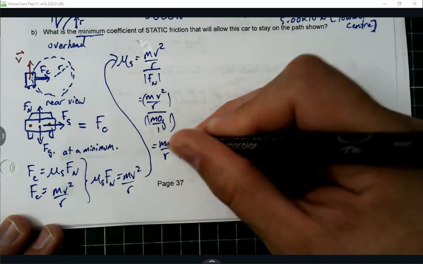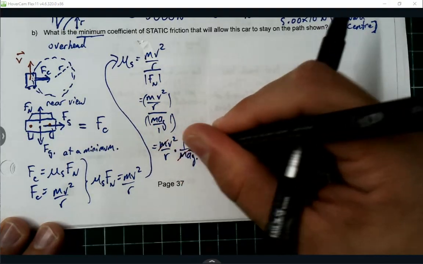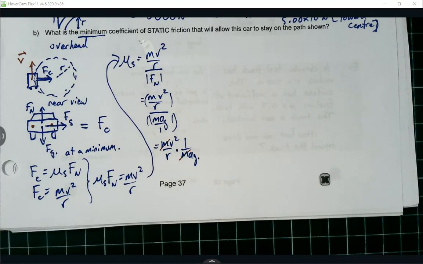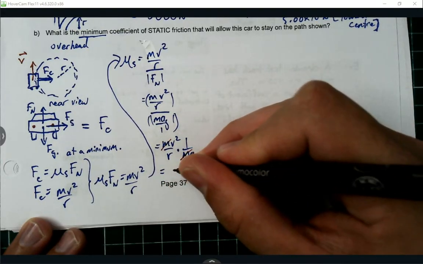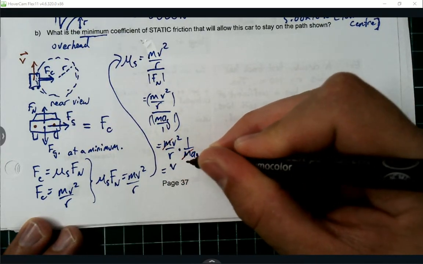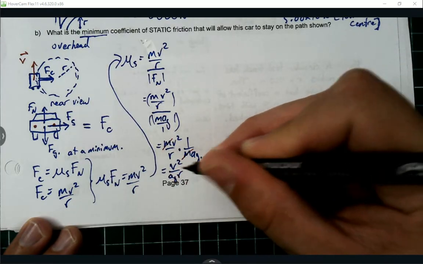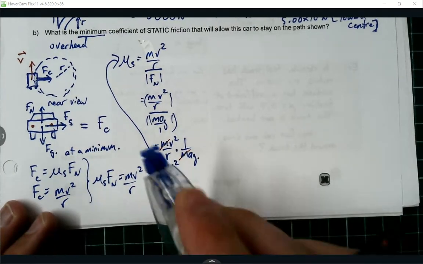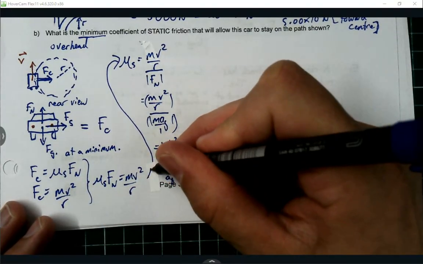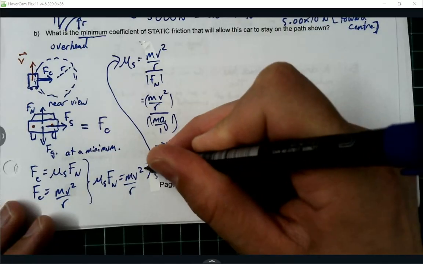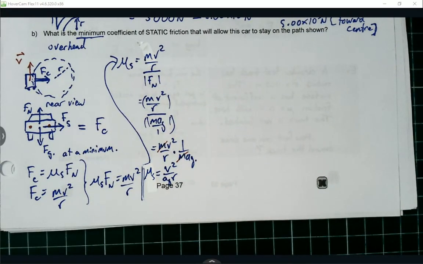And you're like, oh, sweet. What cancels out? Masses cancel out. Gone. And it turns out that in this case, we could say that mu s is equal to v squared over g times r. Clean this up just a little bit. That's our mu s value, and it's mass independent. That's kind of nice.